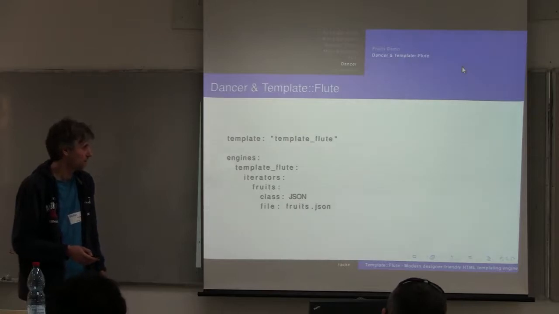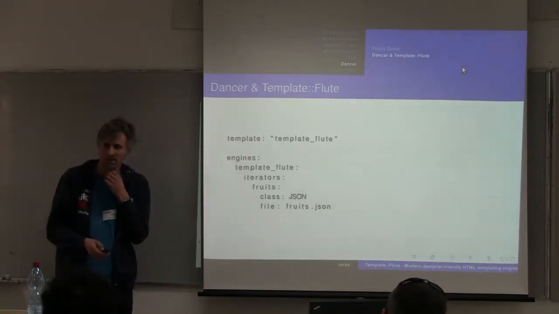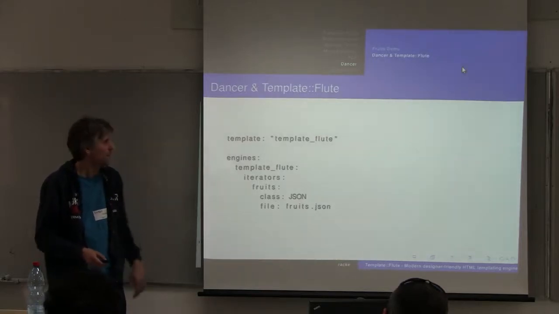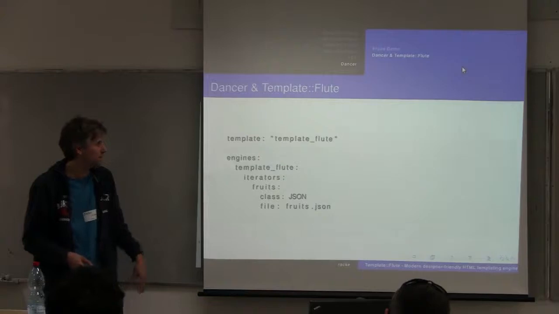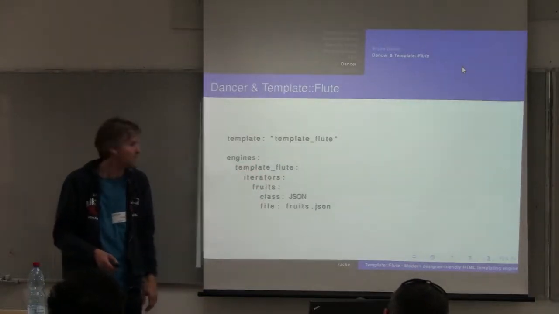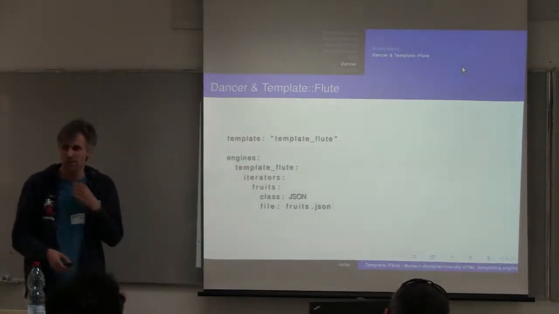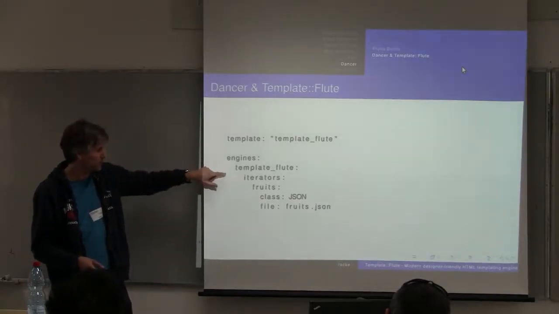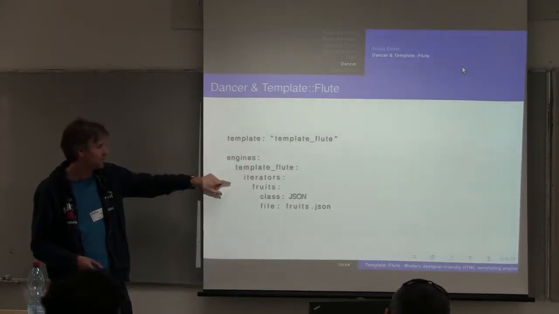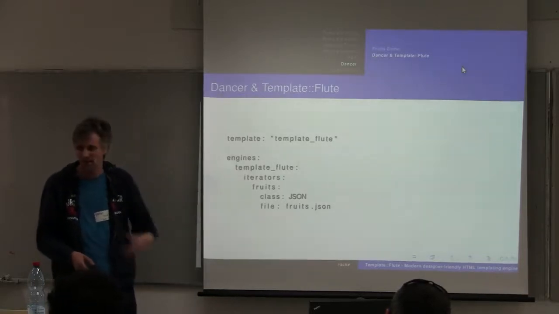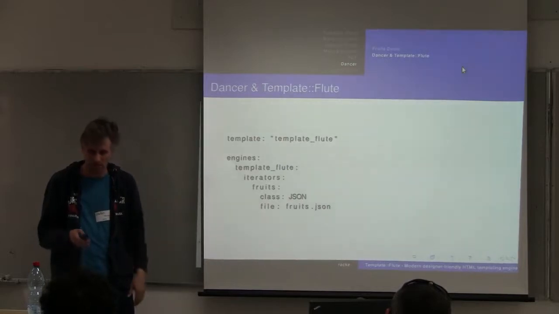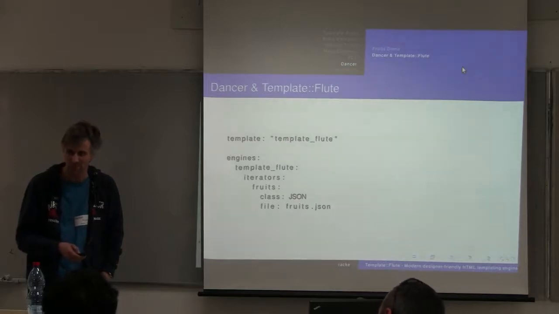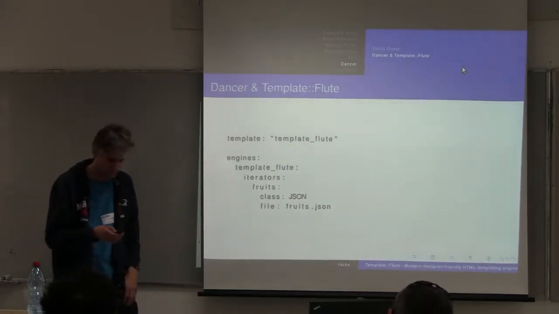Okay. And if you want to use Dancer with Template Flute, you can specify in the configuration file that the template engine is template_flute. And you can also give parameters to that in the configuration, passed to the Template Flute engine, so you can access the file iterators there, which read the JSON file and give the data from the JSON file to be used in your template. Because you already wrote the Dancer Template Flute engine. Yeah. Yes.